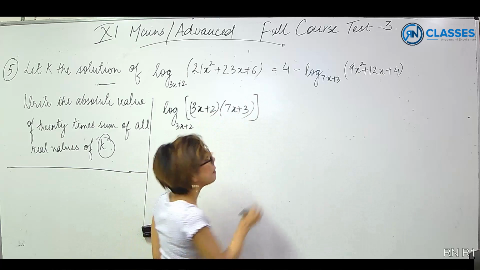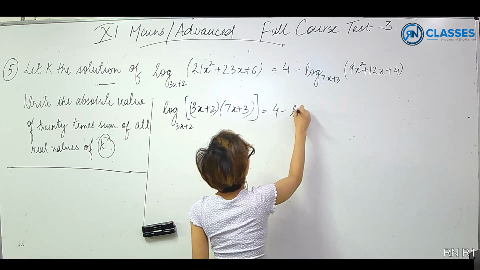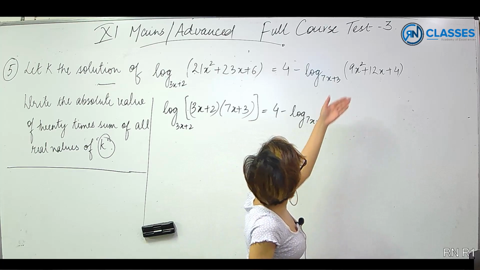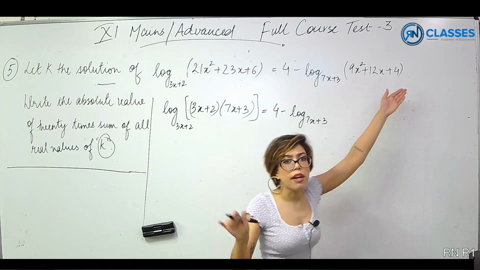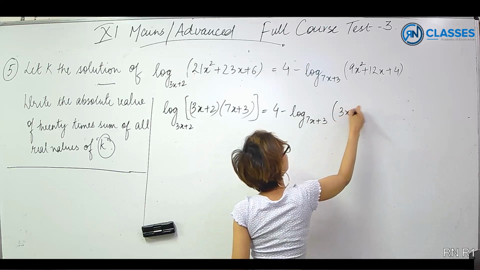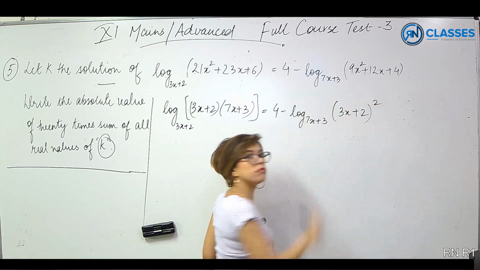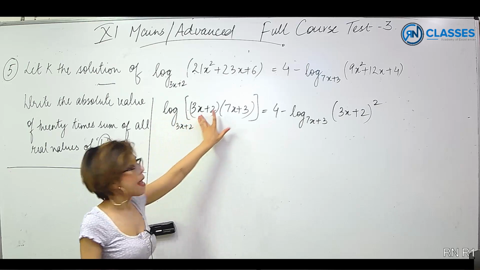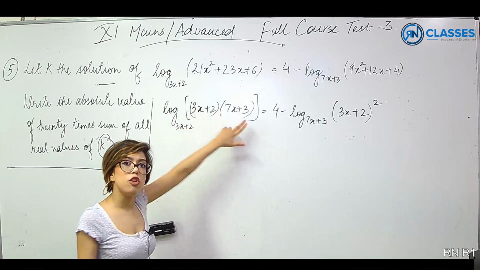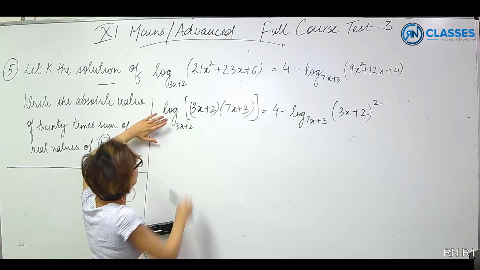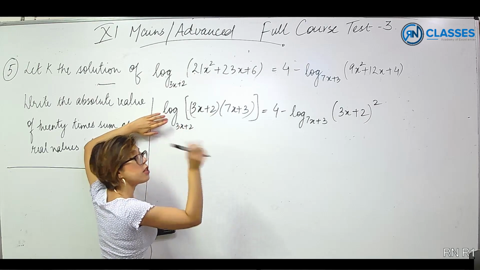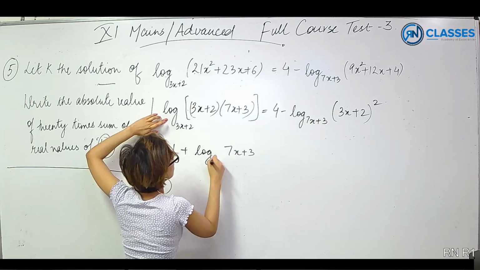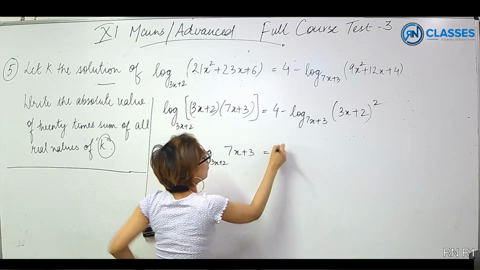Equation: 1 plus log of 7x plus 3 to the base 3x plus 2 is equal to 4 minus log of, with base 7x plus 3 written, 9x squared plus 12x plus 4. Now this is nothing but 3x plus 2 whole square, right? Done? Now I know that log of AB is equal to log of A plus log of B. I will do that. So log of 3x plus 2 to the base 3x plus 2, that is 1, plus log of 7x plus 3 to the base 3x plus 2 is equal to 4 minus.